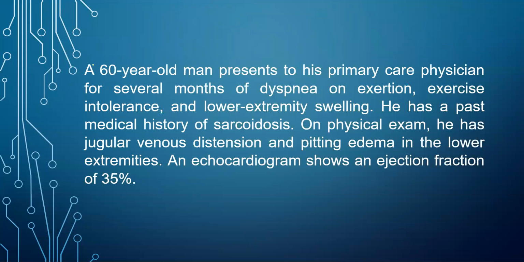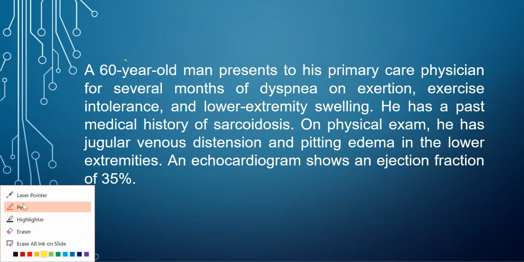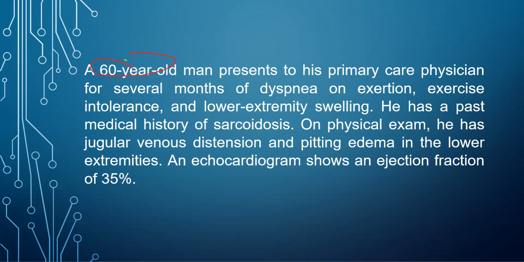Now let's move on. A 60-year-old man presents to his primary care physician for several months of dyspnea on exertion, exercise intolerance, and lower extremity swelling. He has a past medical history of sarcoidosis. On physical exam, he has raised JVP, pitting edema in the lower extremities, and an echocardiogram shows an ejection fraction of 35%. So that's one of the heart failure questions. What you have got here is a patient having shortness of breath on exertion, lower extremity swelling, which is the pitting edema in the ankle, and raised JVP.